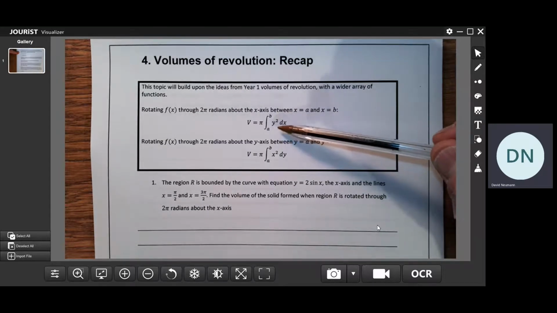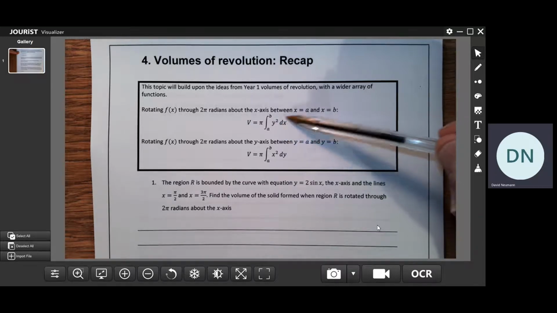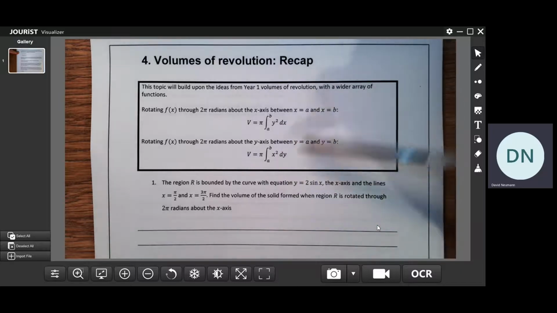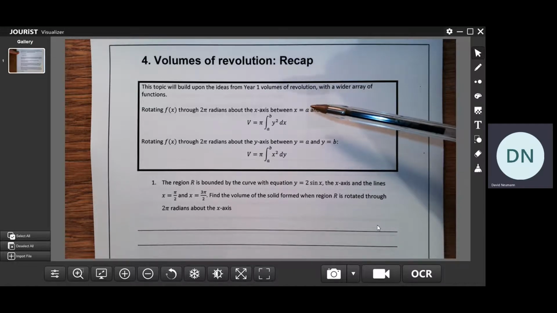So if you remember, rotating around the x-axis, we're going to have dx here, and the y squared really comes from the formula for a circle, pi times the radius squared for the area of that circle. So we're thinking of volume given by little discs.